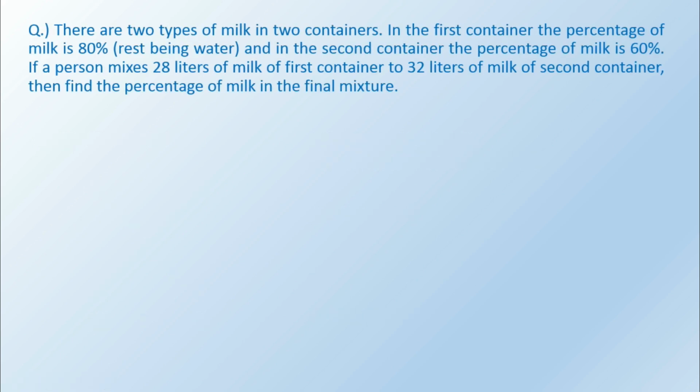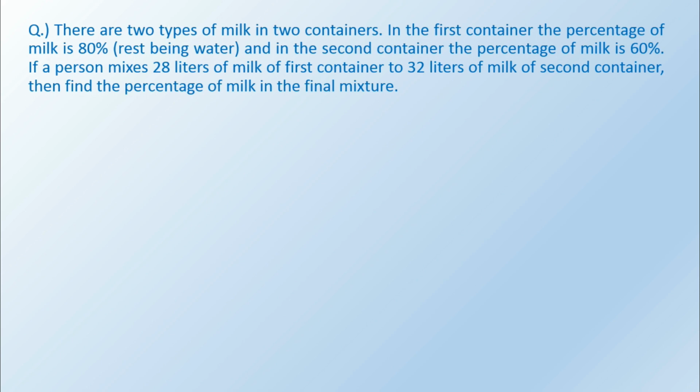There are two types of milk in two containers. In the first container, the percentage of milk is 80%, rest being water, and in the second container, the percentage of milk is 60%, rest again being water. If a person mixes 28 liters of milk of the first container to 32 liters of milk of the second container, then find the percentage of milk in that final mixture.